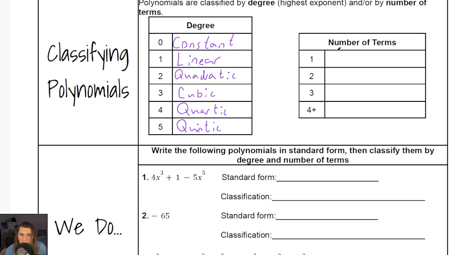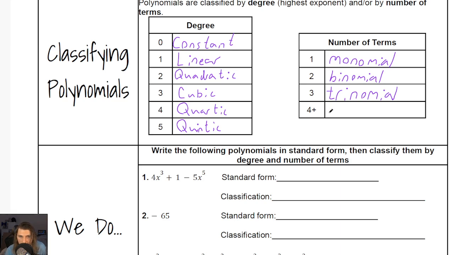We also can say by how many terms are in the polynomial. So if it has 1 term, we are going to say it is a monomial, which we have used this term at the top. Next, if it has 2 terms, we're going to call it a binomial. Bi meaning 2. Think of a bicycle. Next, we have 3 terms, which is a trinomial. Again, think of like a tricycle or a triangle.